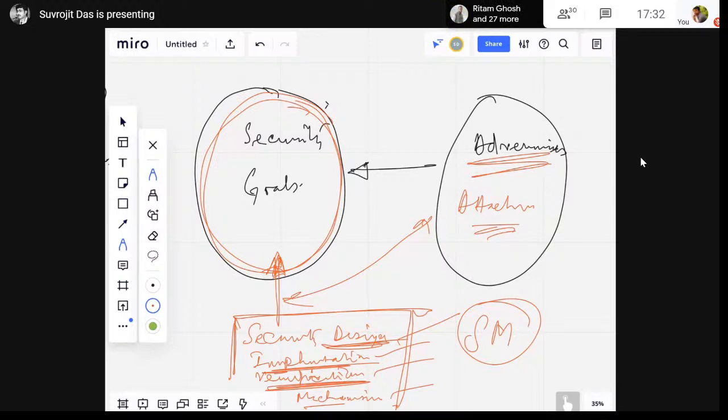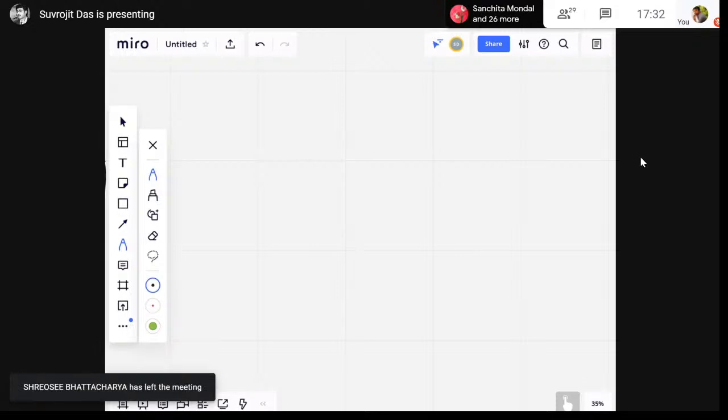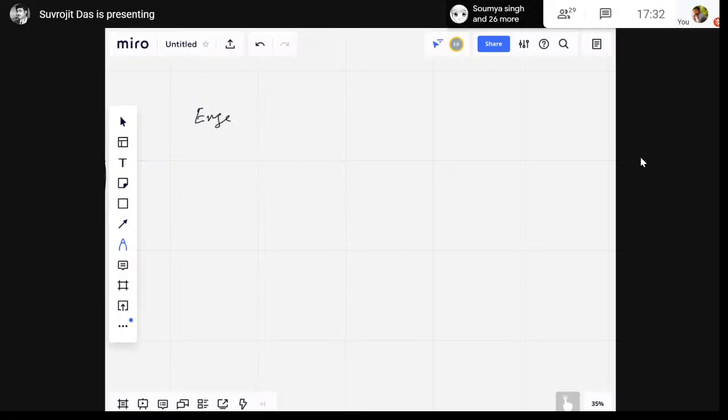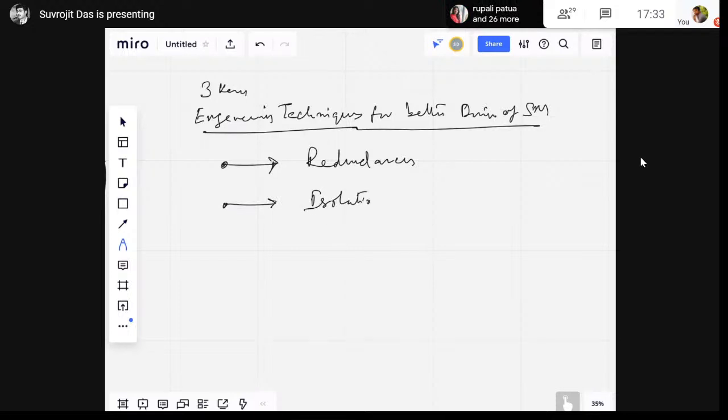And when designing security mechanisms, I talked about three key engineering techniques for better design of security mechanisms. And those were redundancy, isolation, right? Yes, and indistinguishability.